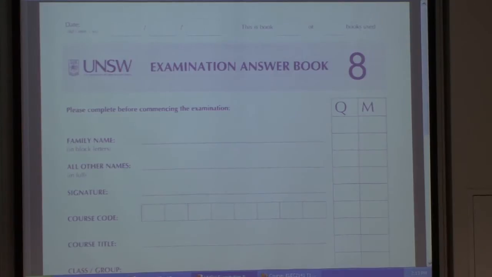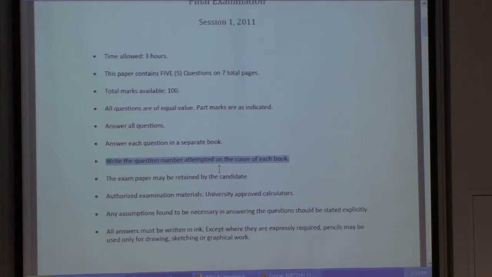At the top, it's just the number of booklets. They don't actually have to correspond to the question number. Answer one question per booklet, and don't forget to put the number there. The reason I'm saying it over and over again is that people tend to not do it no matter how much I ask. So please do this. Everything here is pretty much the same.